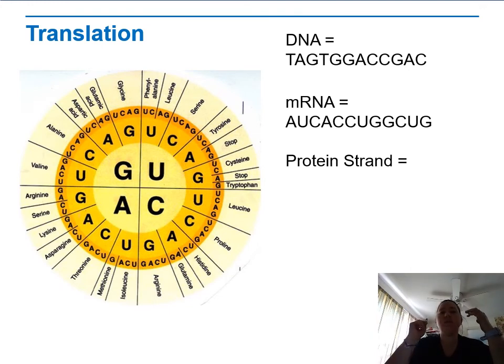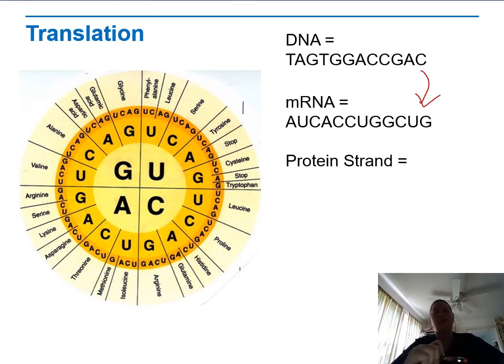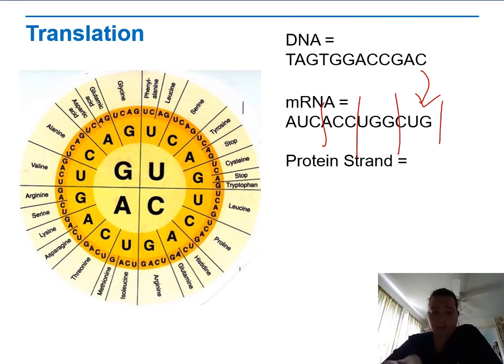Let's use this as an example. This is the DNA strand from the last lecture that we transcribed into an mRNA strand, and now we're going to turn that into a protein strand. We divide it into three segments of three: 1, 2, 3, 1, 2, 3, 1, 2, 3, 1, 2, 3. And then we go read.